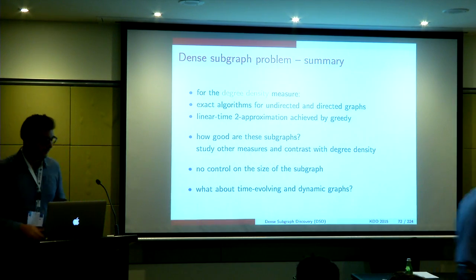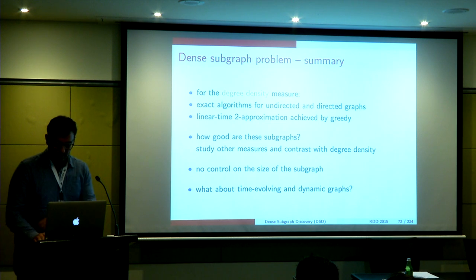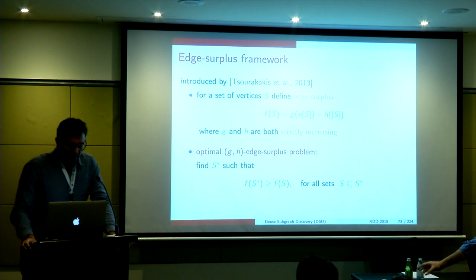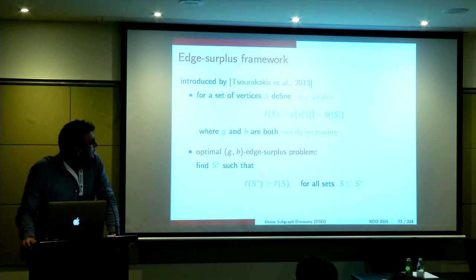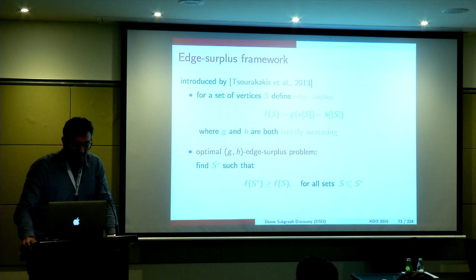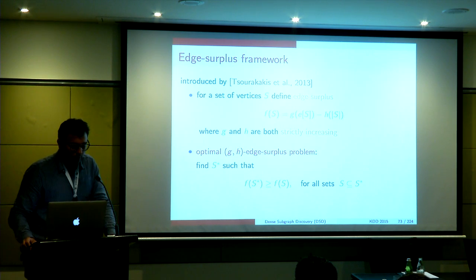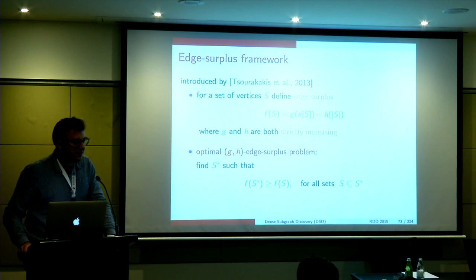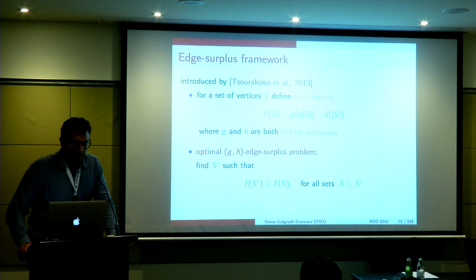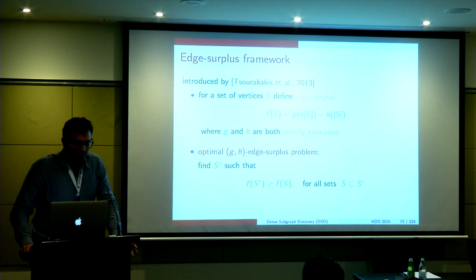So hello everyone. I will start my part by discussing the edge surplus framework, which we introduced a couple of years ago at KDD. This is more of an abstraction that generalizes many existing density measures. In particular, we asked the following question: what kind of properties should the density function satisfy?